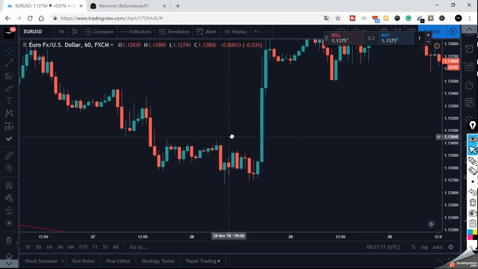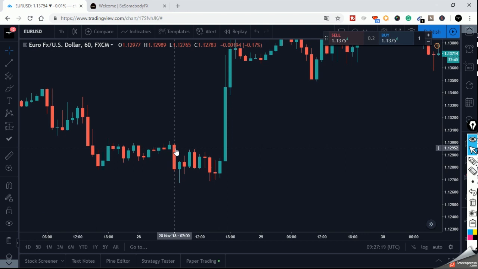There we are. 7 o'clock candle, bearish. 8 o'clock candle, bullish. What we have here, we actually have a nice pin bar. This is the best type of 8 o'clock candle we can have. A nice break below the previous bearish candle, and a nice close above, with a nice thick body.